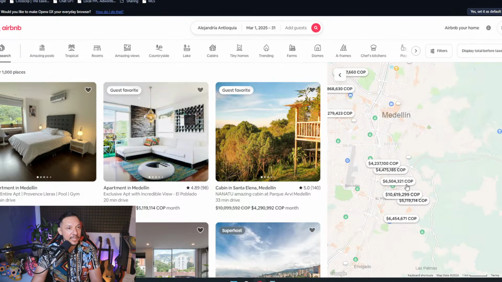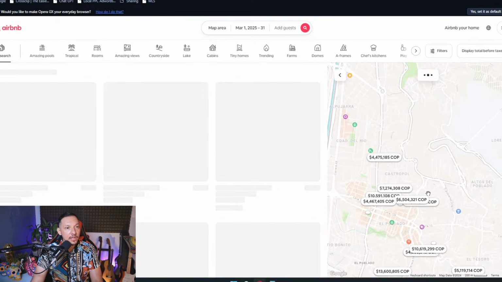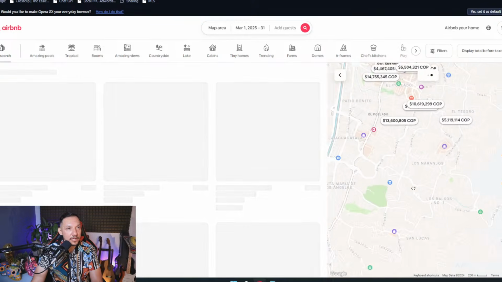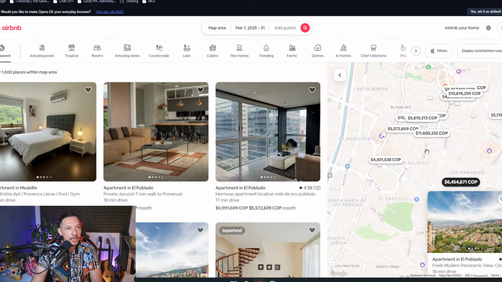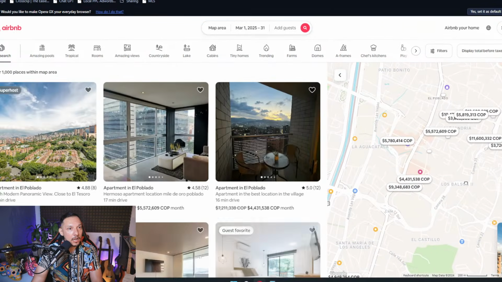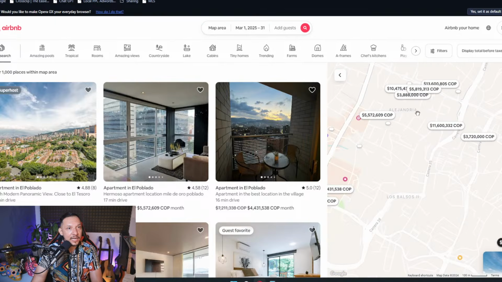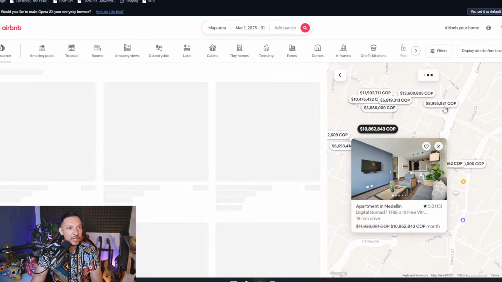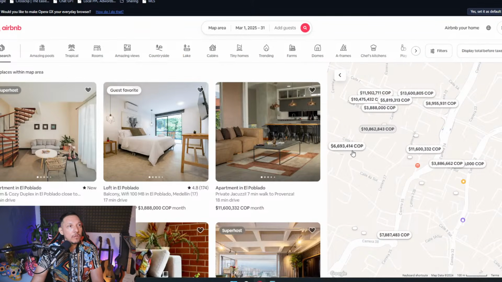Okay, so this is Alejandría right here. Let's see how much. Wait, that's not Alejandría. Aguacatala, Los Balsos. Alejandría's right here. Remember, the property is somewhere around here. Why is this in pesos, darn it? Let me open up my other browser. I hate when it's in pesos.